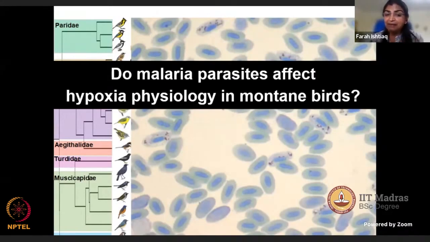The birds which live in the plains have a different level of coping with this change in oxygen pressure, as opposed to the mountain birds, which have a certain set of genes which allows them to cope with this. Now, the thing I was really interested in understanding here is: for birds which can regulate their oxygen condition, when they get infected with these parasites, how do they cope? Because the parasite is also utilizing the same environment, which is the blood cell. And this is the same cell which is helping them to up or down regulate their oxygen levels as well.